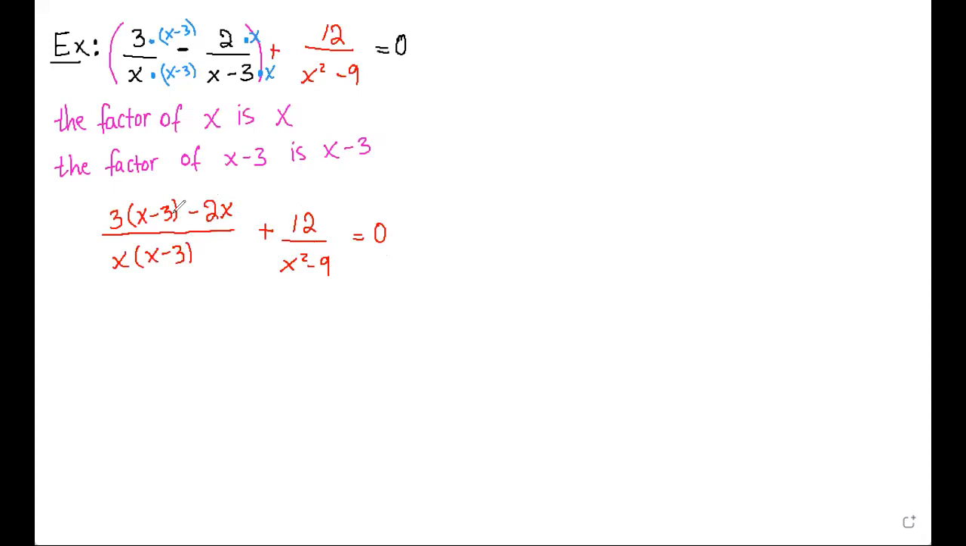Let's simplify the numerator for this fraction by multiplying 3 inside the parentheses, and we subtract. So I get here 3x, because 3 times x, and 3 times 3 is 9, minus 9.